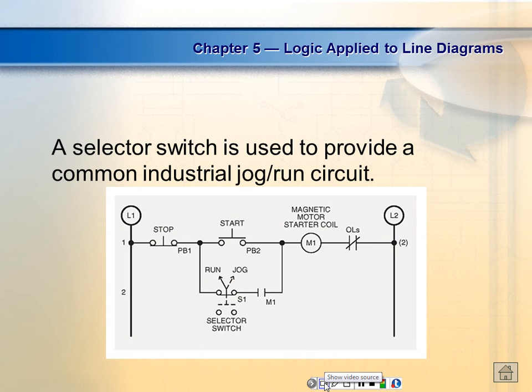So this is what it looks like if it didn't blend on my camera. Notice this one's dashed, and this right here is solid. This one doesn't have a center off. Right now, as it's drawn, it's in this position. If I flip it to this other position, this one's going to close and this one is going to open. The only difference with the one we've got is that it has a center off. So if you put it in the off position, the contact goes to the center and neither one of them works.